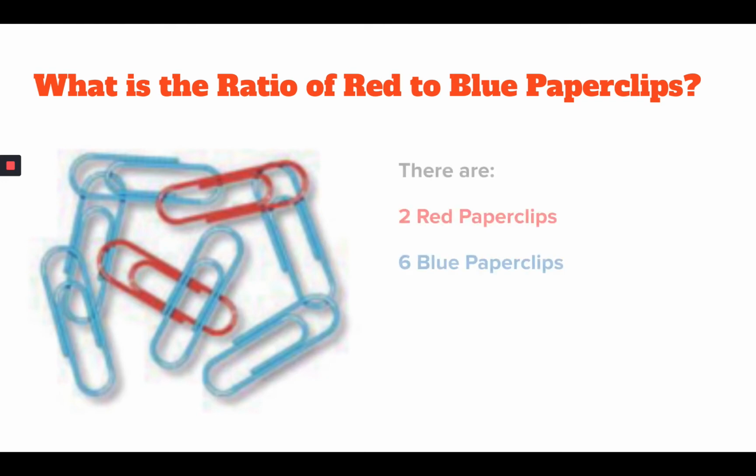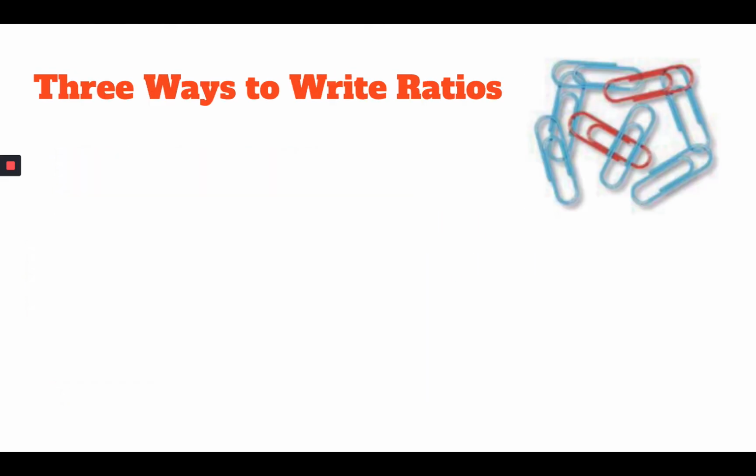Great. Hopefully you counted correctly. There are 2 red paper clips and 6 blue paper clips. This is the beginning of a ratio. Now there are 3 ways to write ratios. You could write 2 to 6. Again, 2 represents the red paper clips, 6 represents the blue.